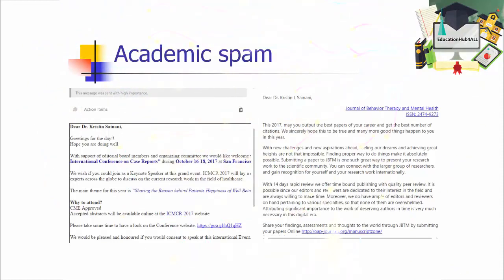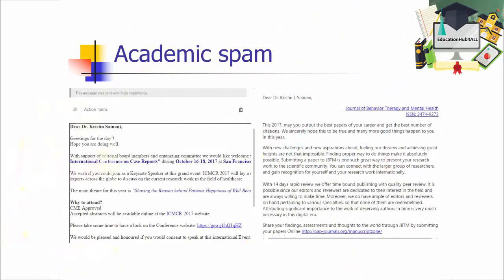The first one on the left here was sent with high importance, and it says, "Greetings for the day!! Hope you are doing well." 2 exclamation points after greetings for the day. "With the support of editorial board members and organizing committee, we would welcome you." You can see that it's grammatically incorrect on that one. "We wish if you could join as a keynote speaker in this grand event."